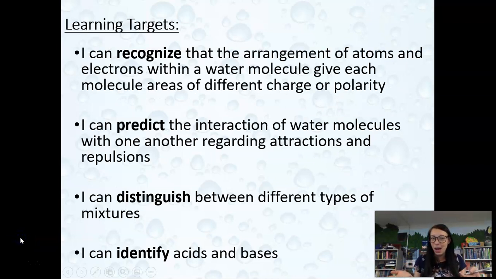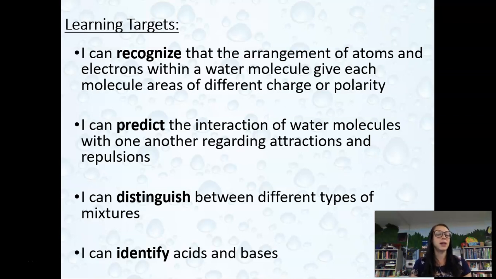So let's recap. Can you recognize that the arrangement of atoms and electrons within a water molecule give each molecule areas of different charge or polarity? That is, do you understand that electrons spend more time near the oxygen atom? Do you know why that is? Can you predict the interaction of water molecules with one another regarding the attractions and repulsions? That is, if I give you, let's say, 5 water molecules, could you attach them to one another to make water? Can you distinguish between different types of mixtures, for example, things like solutions and suspensions? And do you know what the difference between them is?